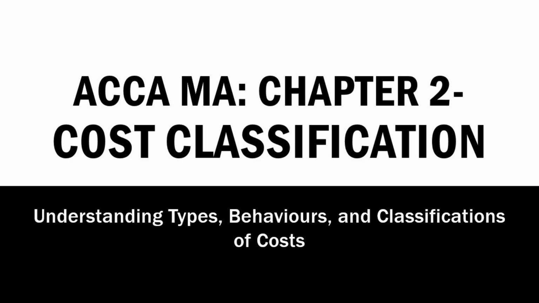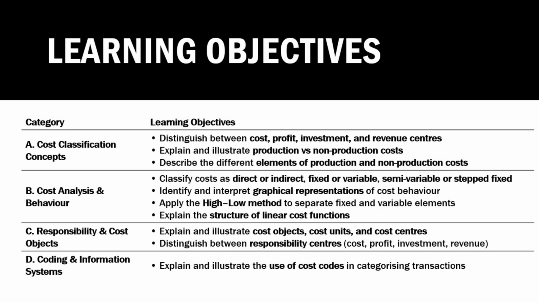So this is core. Before we start, let's look at what you're expected to be able to do after this chapter. First, cost classification concepts. You should be able to distinguish between cost centers, profit centers, investment centers, and revenue centers. You should be able to explain the difference between production costs and non-production costs. And you should be able to describe the elements that make up production cost and non-production cost.